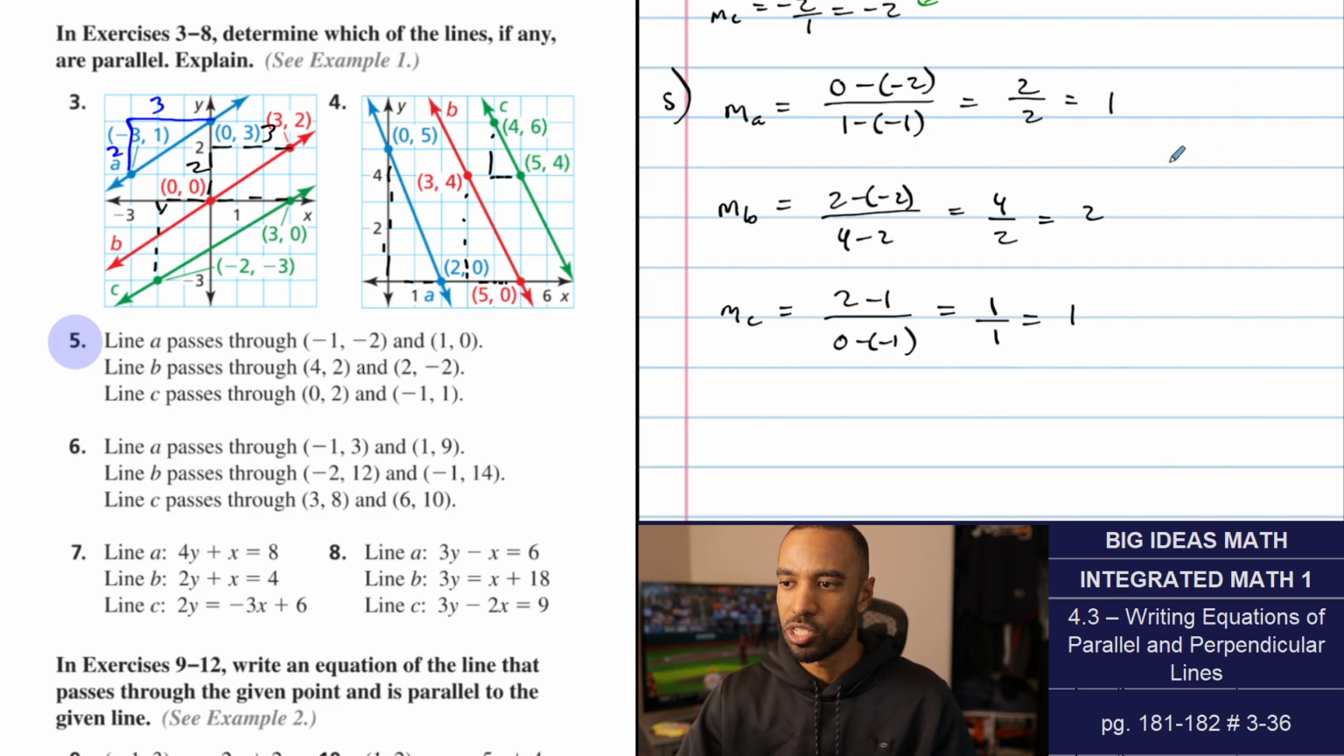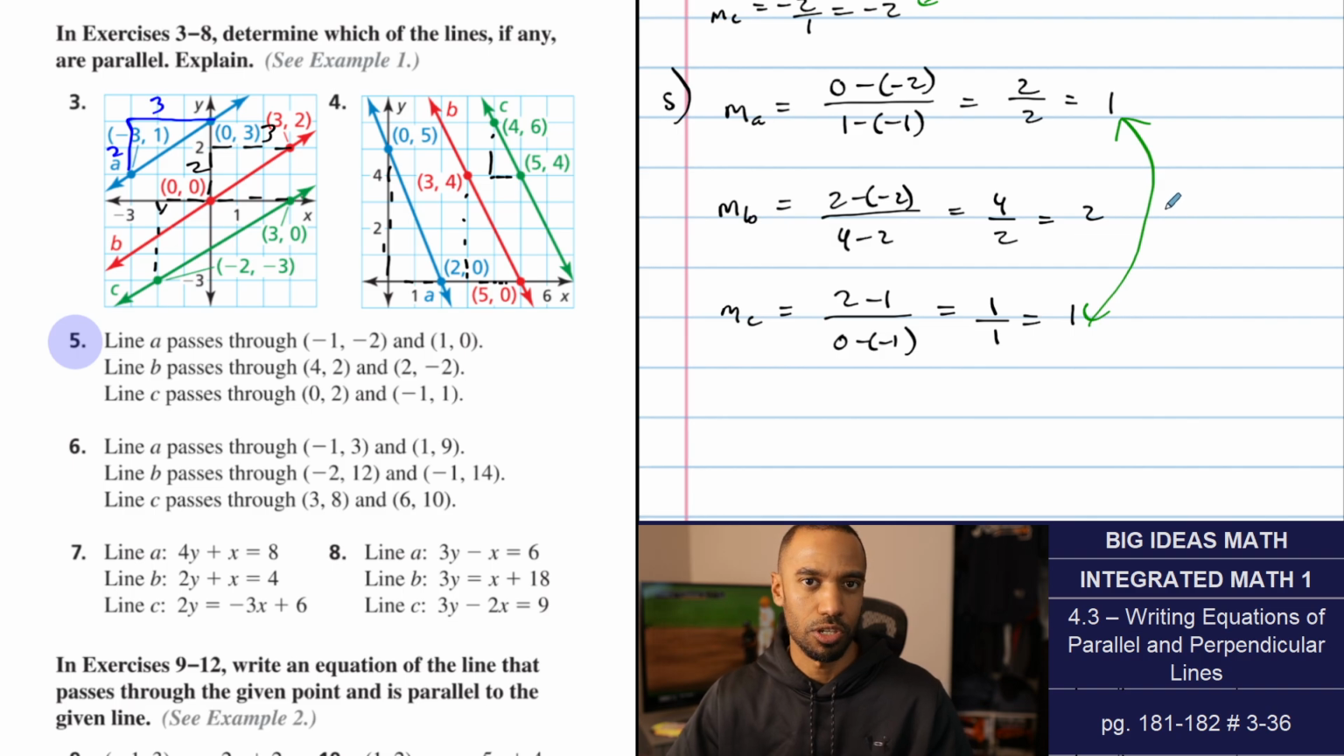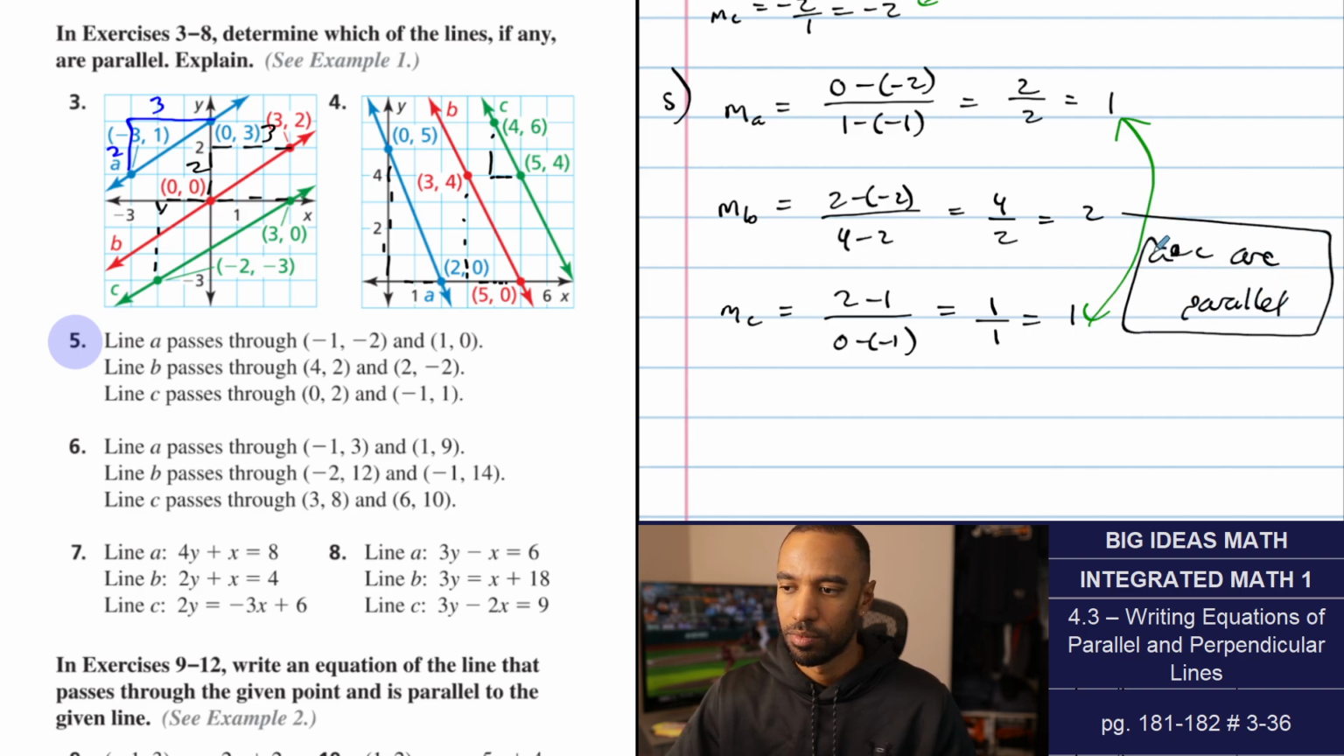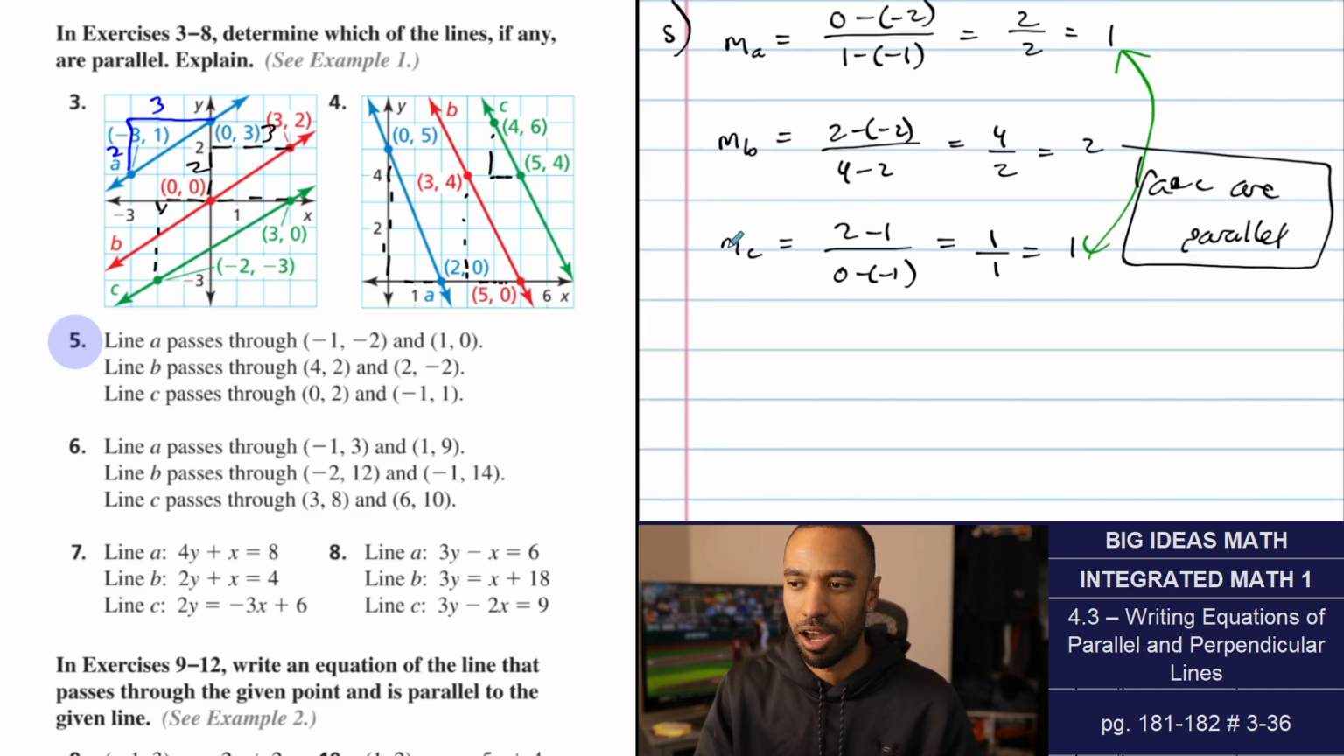So A and C share the same slope, therefore they are parallel. B clearly does not. Couldn't you see by the graph? No, they don't have a graph. A and C are parallel. Sorry, that says A and C. Hopefully you can tell by all the other information we have on the problem.